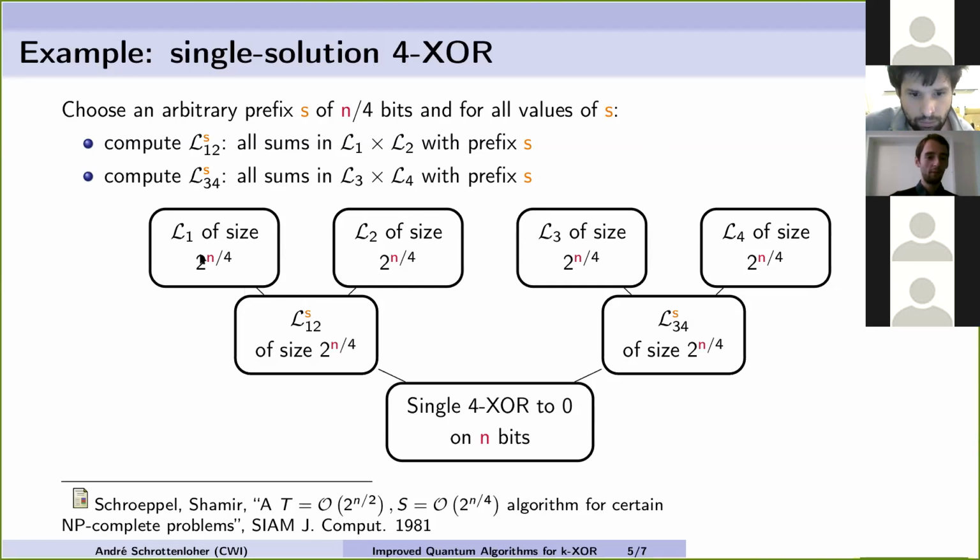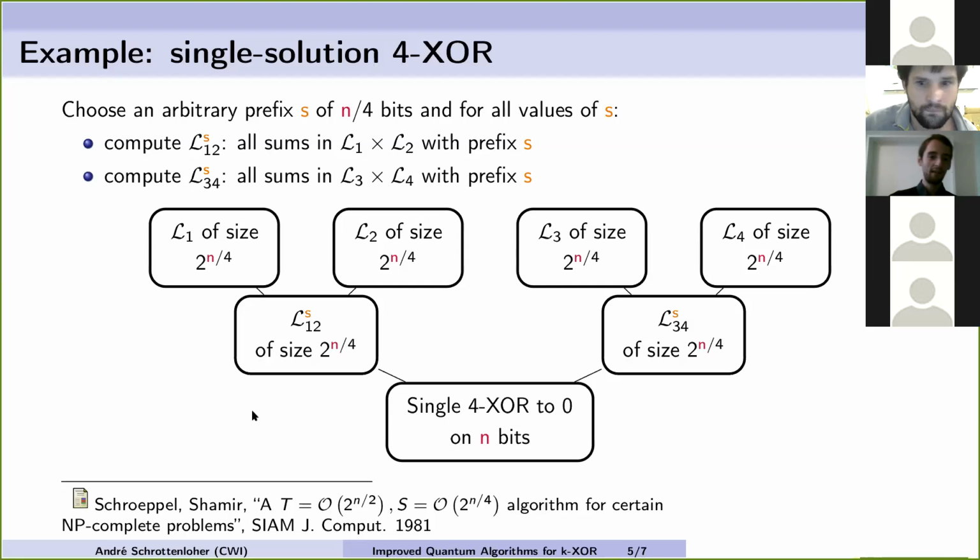So we can do that in time 2 to the n over 4. We can just go through the list, find all the sums. This is a merging operation. And once we have done that, we can check if there is a collision between these lists. Most of the time, there is no collision. But for a single good value of the prefix s, on average, there is going to be one. And this is going to be our 4 XOR instance.